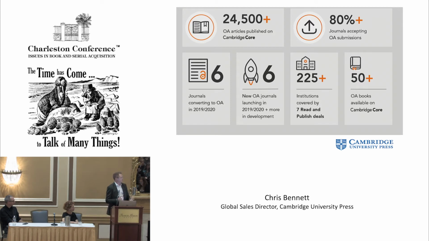The initial success of Read and Publish and Pure Gold OA has seen us flip six journals for the coming year, and we're launching some more too, but only where we can really prove there's a need for scholarship in a new area, not simply to add to the glut of publishing, and that's a really important principle for us that I'll come back to.